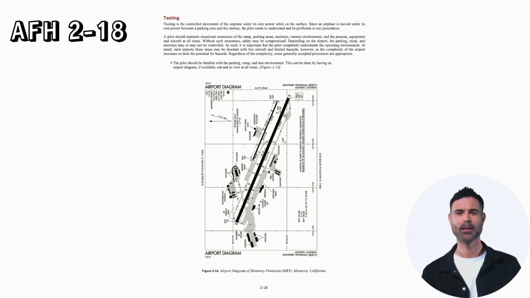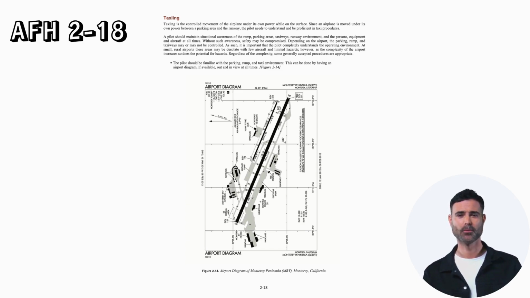Depending on the airport, the parking, ramp, and taxiways may or may not be controlled. As such, it is important that the pilot completely understands the operating environment. At small rural airports, these areas may be desolate with few aircraft and limited hazards. However, as the complexity of the airport increases, so does the potential for hazards. Regardless of the complexity, some generally accepted procedures are appropriate.